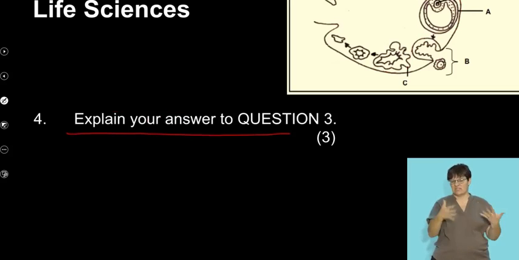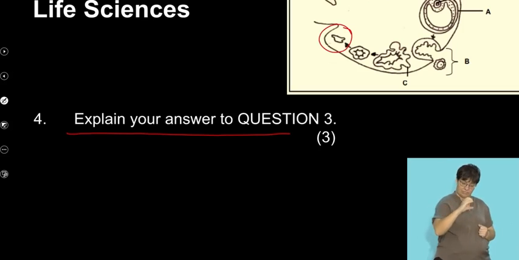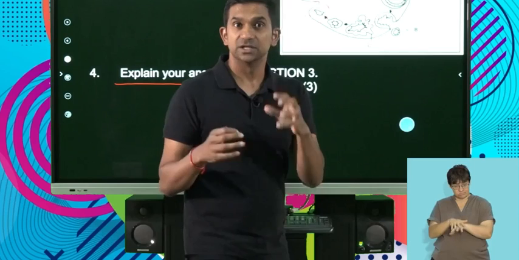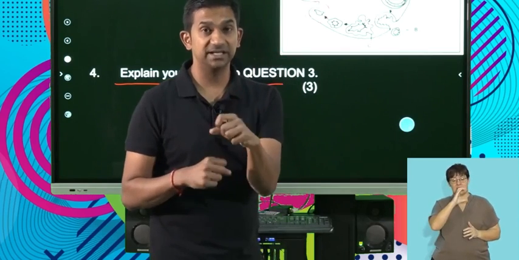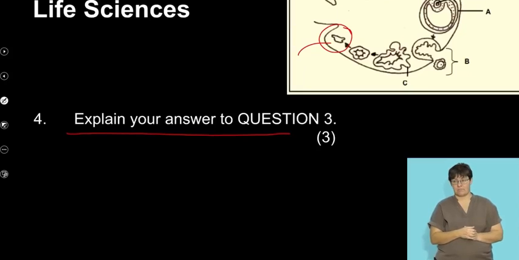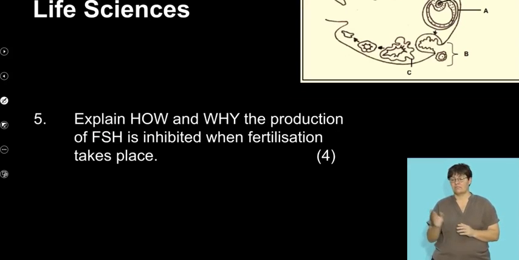That's essentially, as I mentioned, because there is a degeneration in the size of the corpus luteum, one could infer that no fertilization has taken place. Because we know that when fertilization does take place, the corpus luteum needs to be maintained, and it continues to produce progesterone, which clearly is not indicated in this image. Right, so let's move on to the next part of this question.